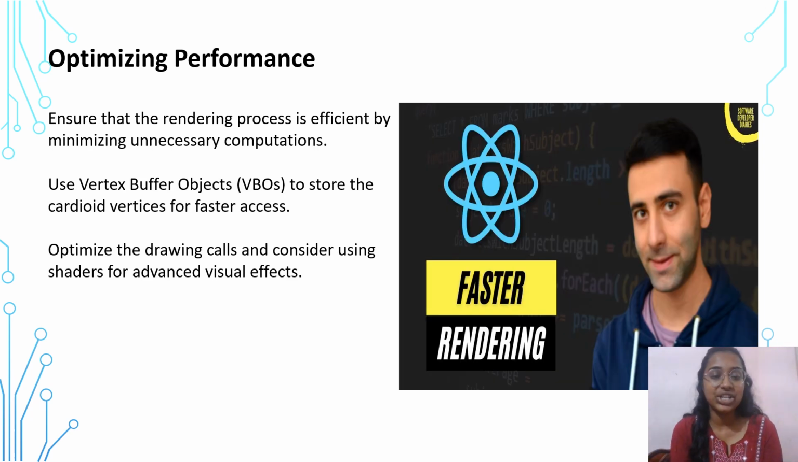Optimizing performance in OpenGL cardioids. Ensure that the rendering process is efficient by minimizing unnecessary computations. Use vertex buffer objects, VBOs, to store the cardioid vertices for faster access. Optimize the drawing calls. Consider using shaders for advanced visual effects.